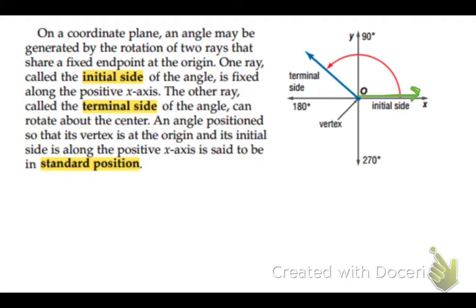An angle positioned with its vertex at the origin and its initial side along the positive x-axis is said to be in standard position. We saw this vocabulary word, standard position, last week when we talked about our trig functions.